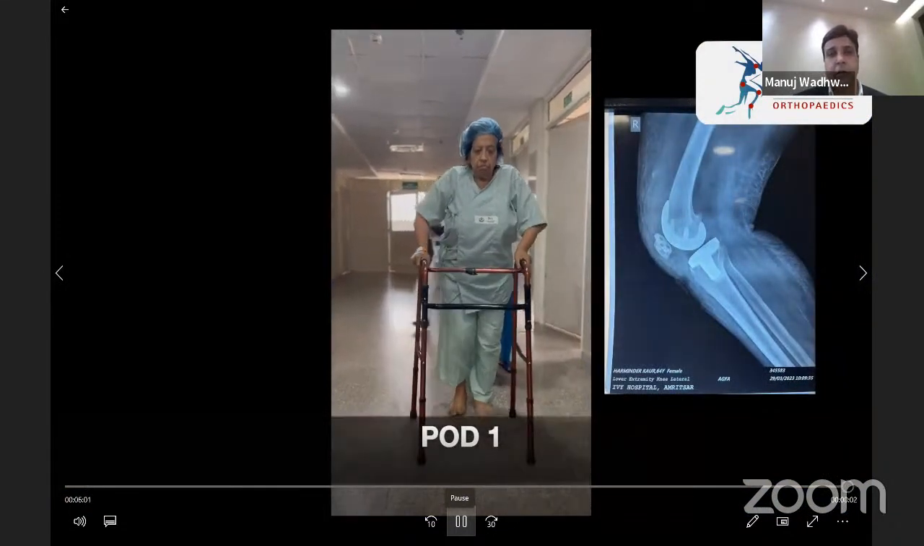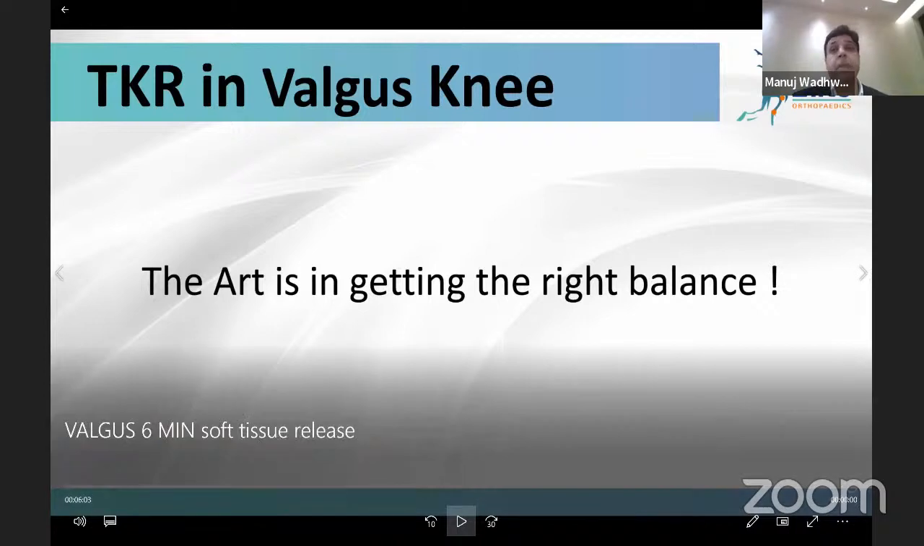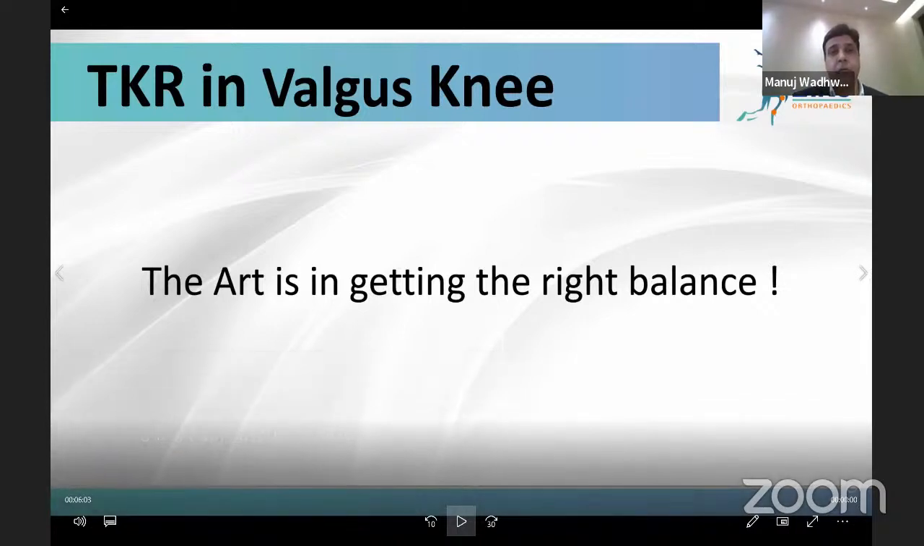and extension. Very rarely, when you have a very lax MCL, that is the stage where we go in for upsliding osteotomy on the medial side, very rarely. Or on the lateral side, if it is still tight, you do a lateral distal sliding osteotomy. In cases where despite everything you cannot correct it, you should always have the backup of constrained knees in severe valgus knees. Though in our practice, we require it in maybe 1 out of 500 cases.